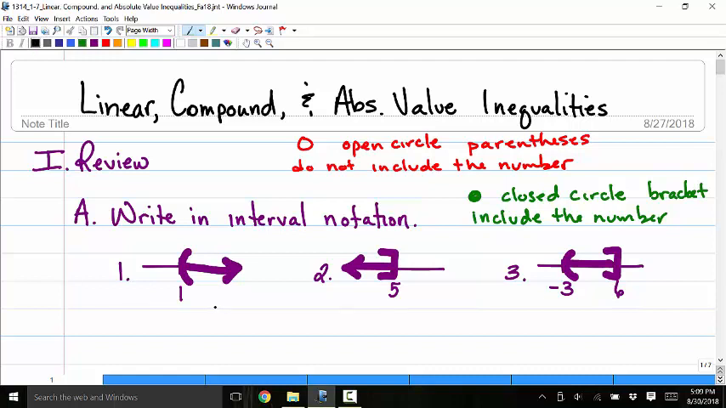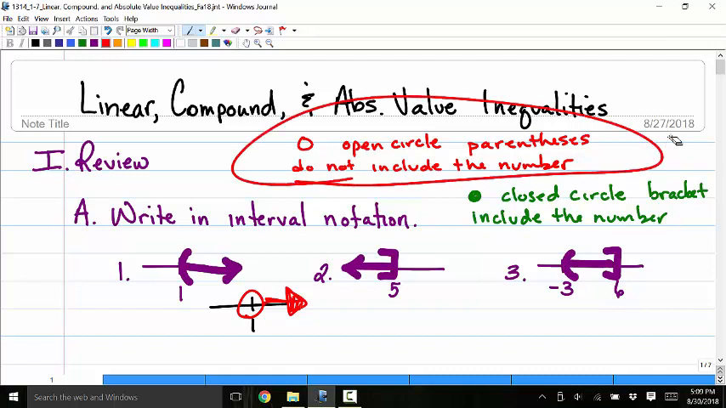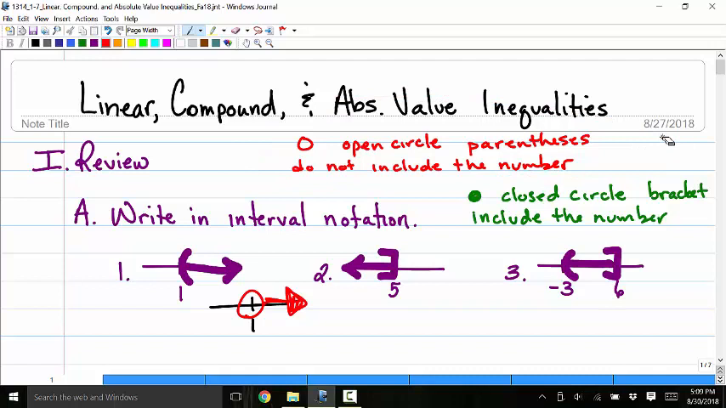Some of you might recall seeing a graph that looks like this with an open circle. Now we're no longer going to use open and closed circles. We're going to use parentheses and brackets. The open circle up here in red, you're going to use parentheses, and that means not to include the number.